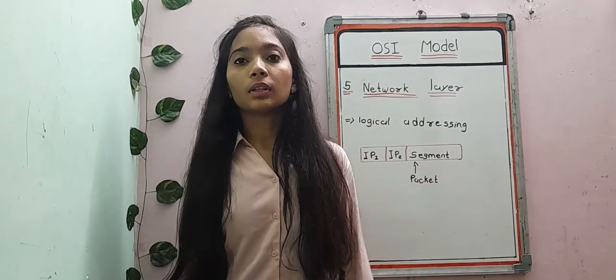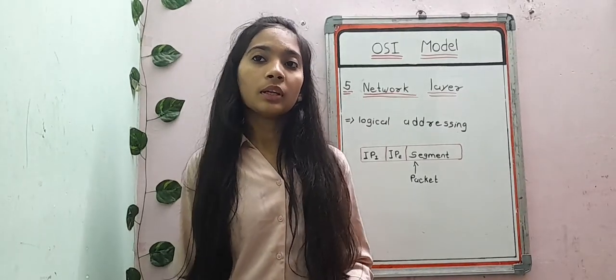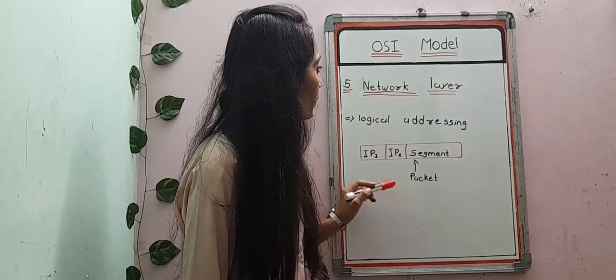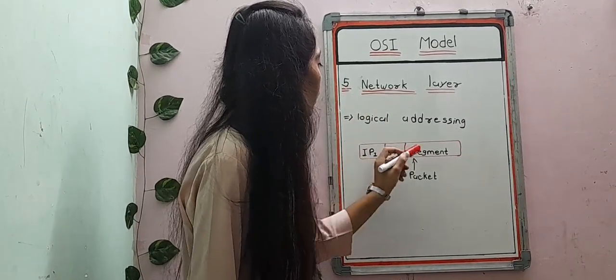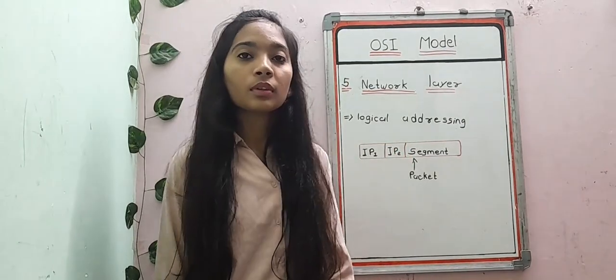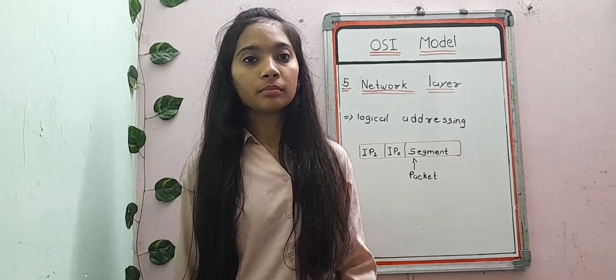Fifth is the network layer. From the transport layer, different segments will be available to communicate between two networks. Logical addressing is done in this network layer. The network layer adds the IP address to the segment and makes a packet. Functions of the network layer: logical addressing and routing.